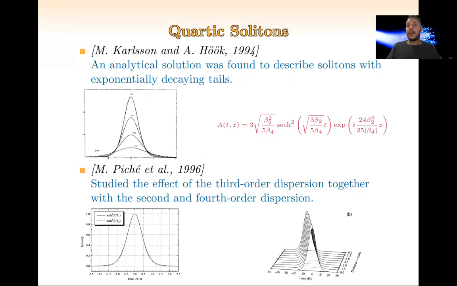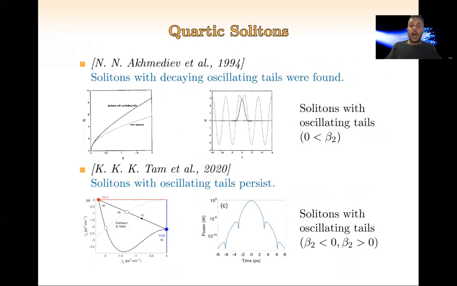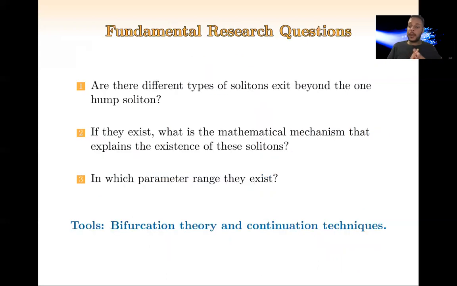Later, this expression was rederived and they found that it is stable up to a threshold value of the third order dispersion too. They found that there exist solitons with oscillating tails. However, they were only able to find these oscillating tail solitons when beta 2 is negative. Recently, Kevin Tam found that these oscillating tails exist not only when beta 2 is negative, but for positive beta 2 values as well.